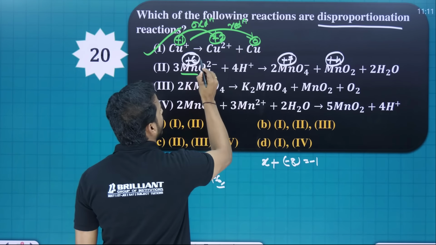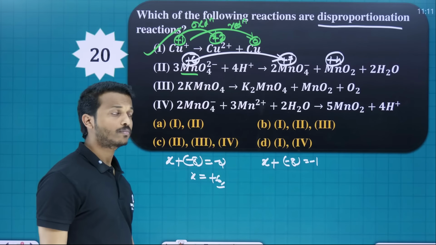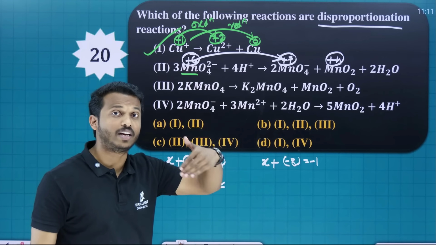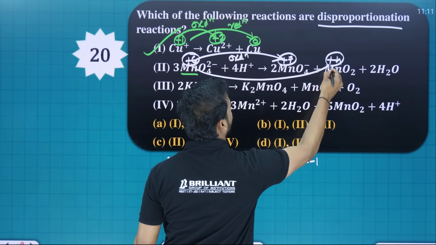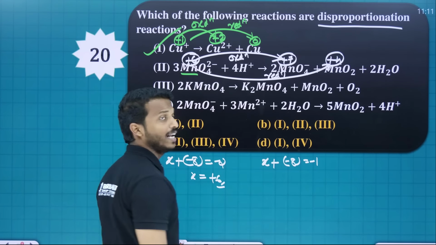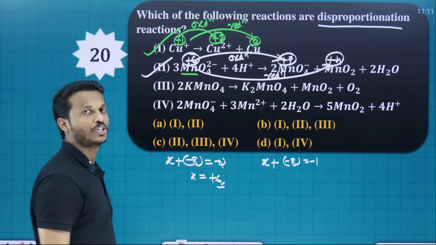See all, +6 converted to +7. That is an increase in oxidation state, that means oxidation. +6 converted to +4 is a decrease, that is reduction. Yes, so that is also a disproportionation reaction.